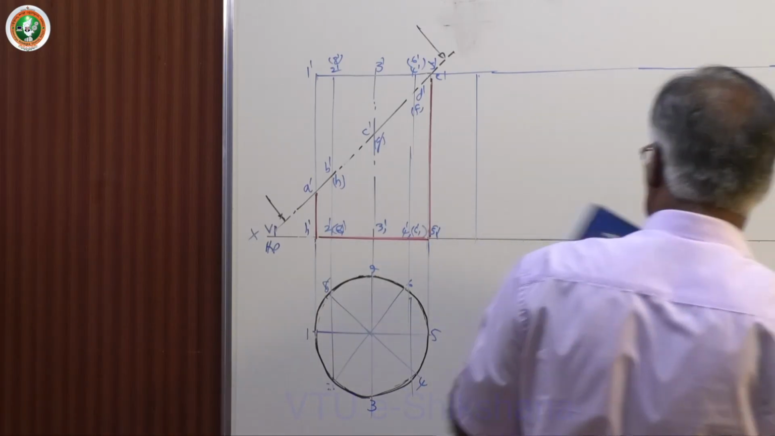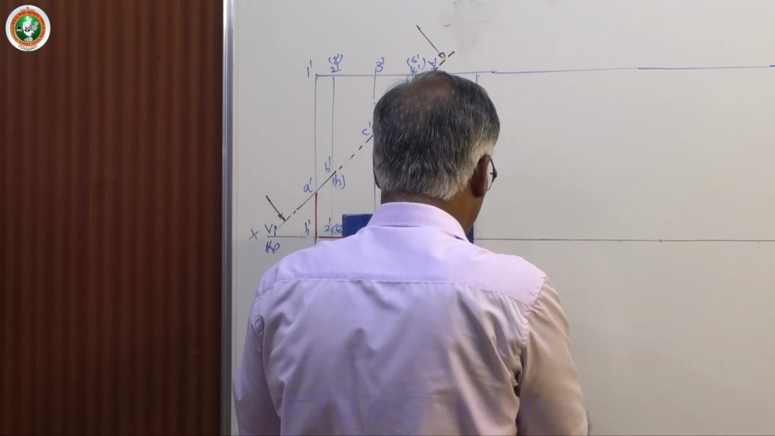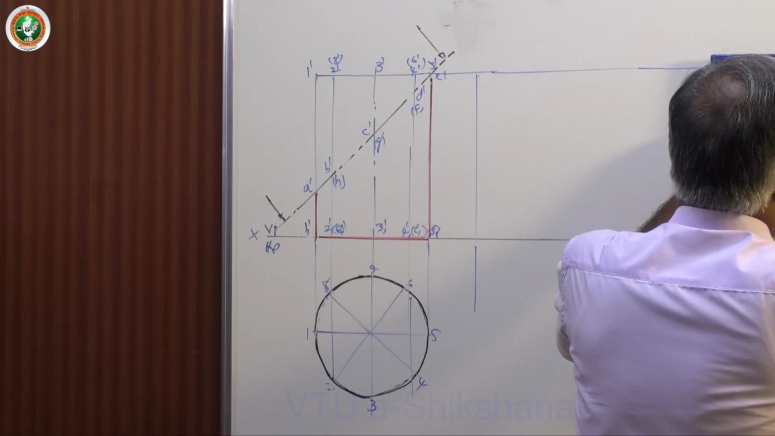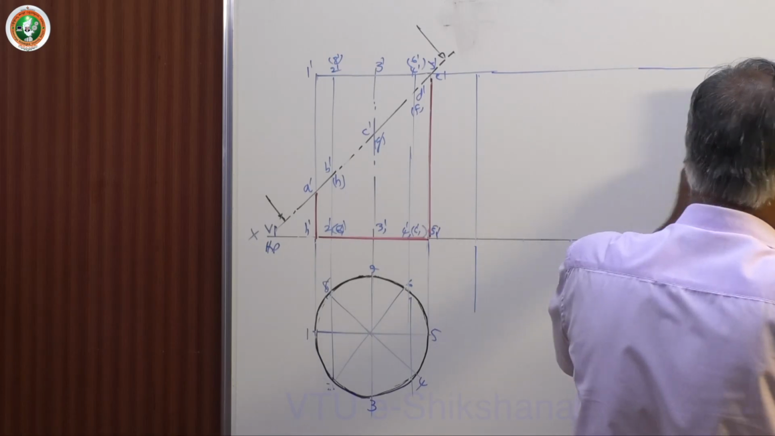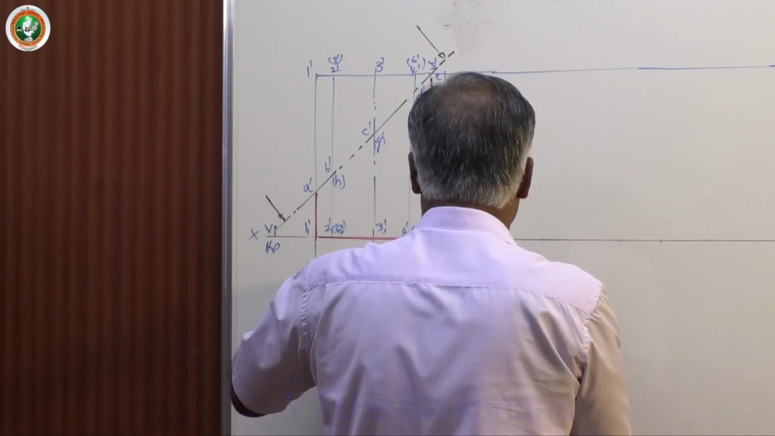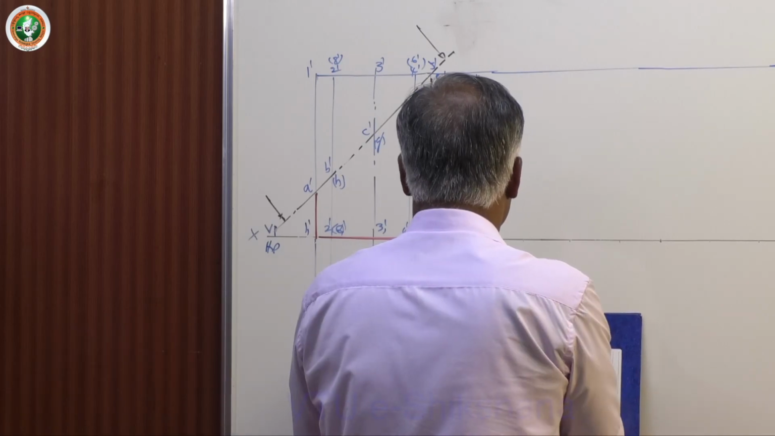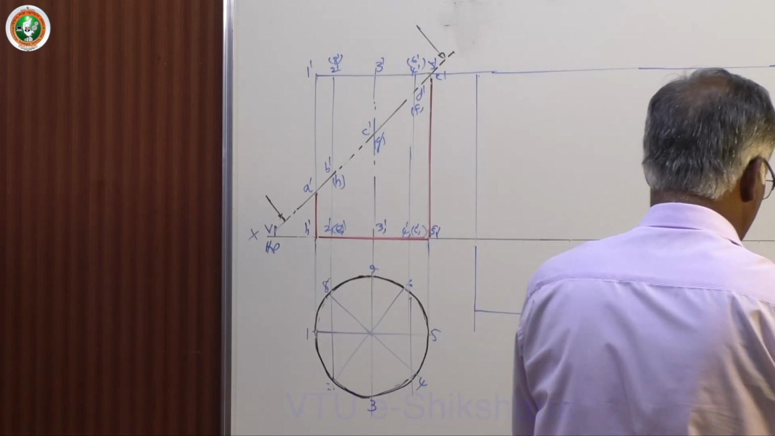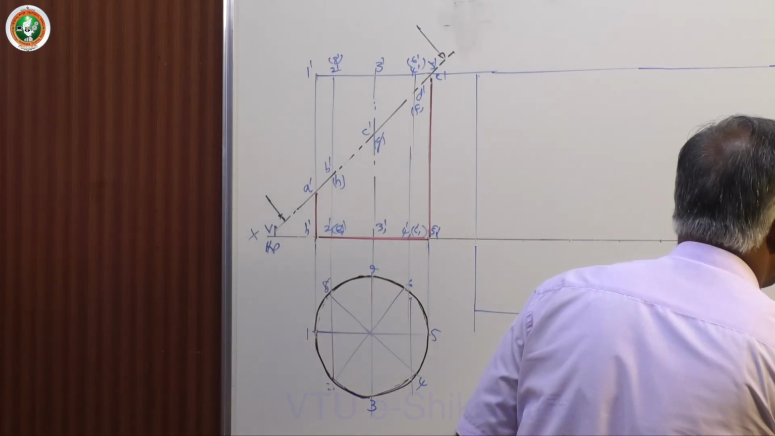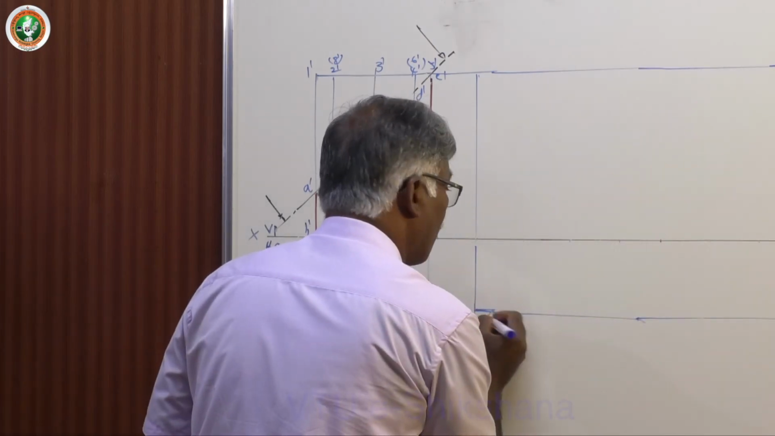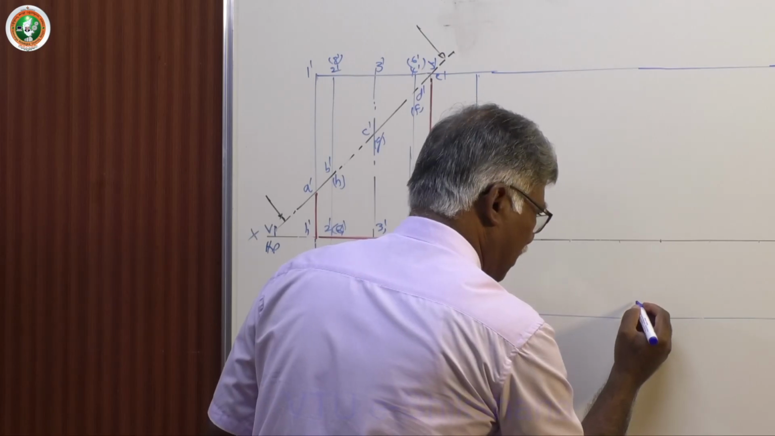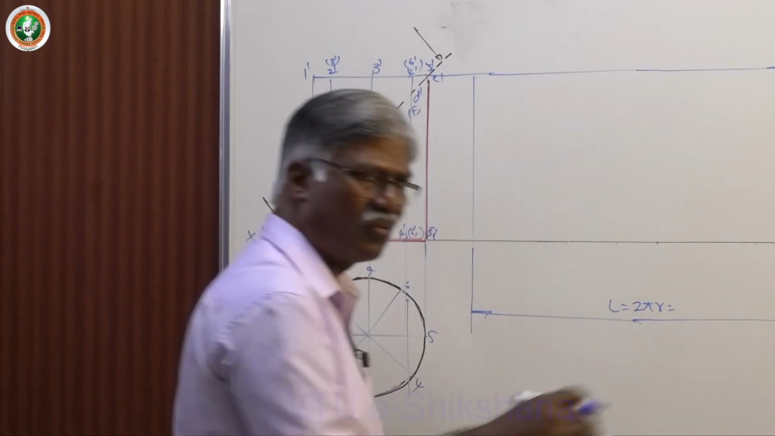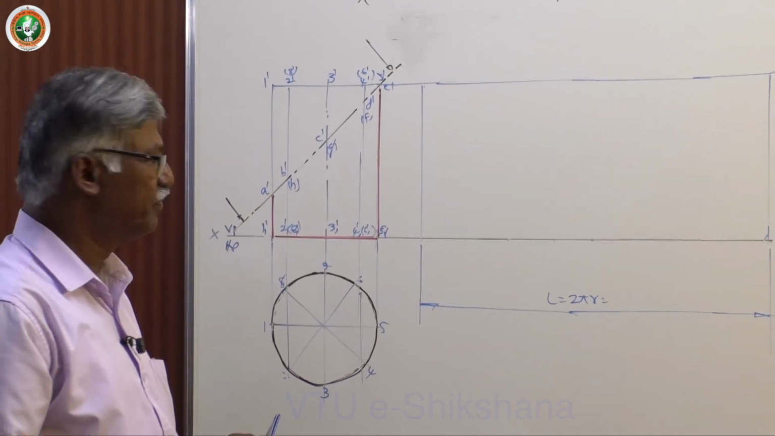So, if I measure pi d from this point, 2 pi r, pi d, it will come like this. Okay. Now, this is pi d. Okay. This is 2 pi r. L equal to 2 pi r. So, many values you will get, no problem.